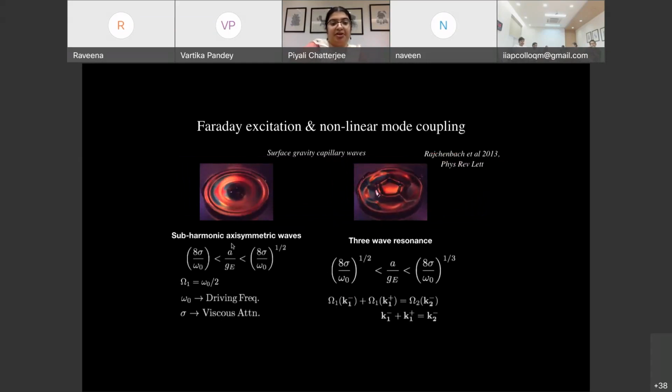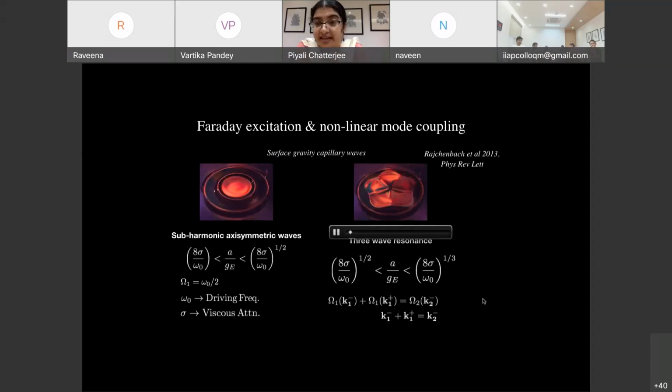So what happens is when your amplitude is much smaller, and in this particular range, depending on the viscous attenuation divided by the driving frequency, which is quoted here, you only see these nice circularly symmetric waves, which are known as subharmonic because it is half of the driving frequency. Now, when you increase the amplitude, you will have more than one mode excited, and two modes can add up to produce a third mode. So this is the resonant coupling here. And as a result, you see multiple cells.